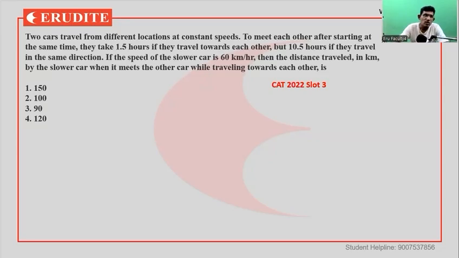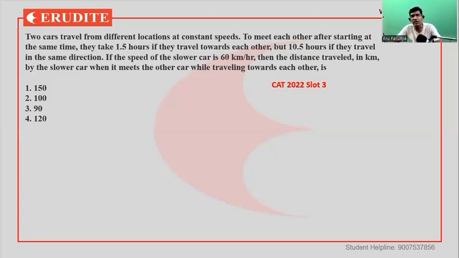It says two cars travel from different locations at constant speeds. To meet each other after starting at the same time, they take 1.5 hours if they travel towards each other, but 10.5 hours if they travel in the same direction. If the speed of the slower car is 60 kmph, then the distance traveled in kilometers by the slower car when it meets the other car while traveling towards each other.